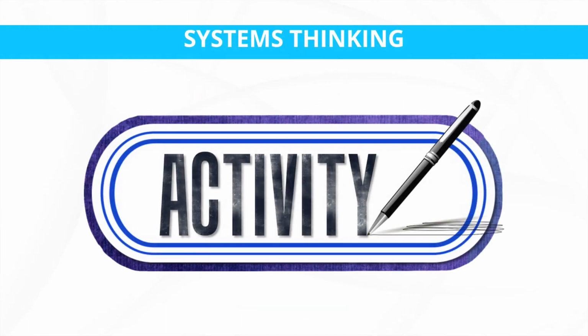So for your activity today, start identifying and mapping the systems related to the global challenge. Identify the parts and pieces and map out the relationships between those pieces and how this system starts to contribute to this global challenge. Thank you so much for your time and attention.